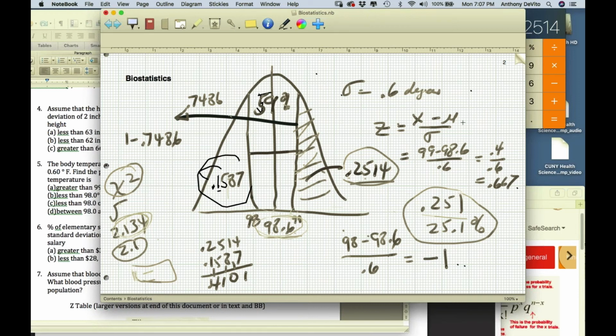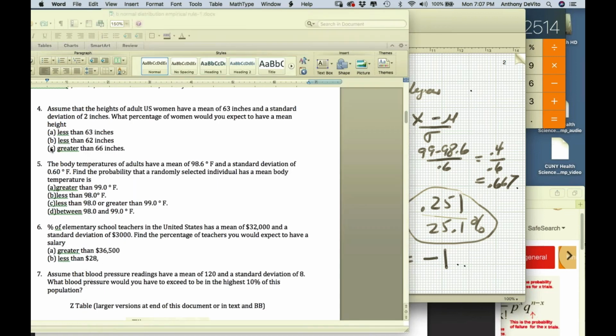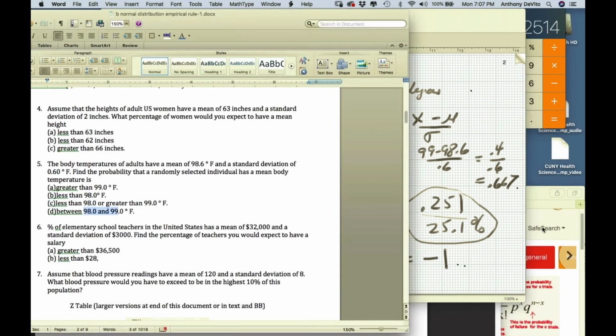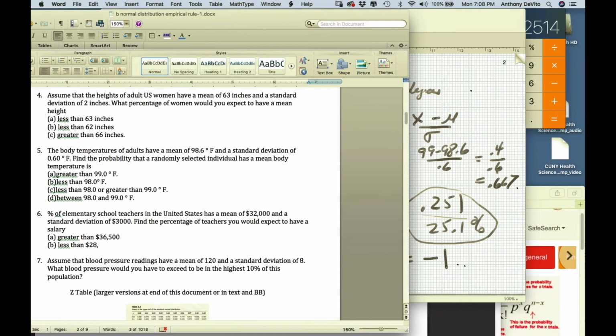Okay, are you guys okay with that? Can I move on from that? No, you're not okay, and I can't move on from that. Okay. All right. Let me see what else we have here. I'm going to do another example or two. Let's see if it sinks in a little bit better.